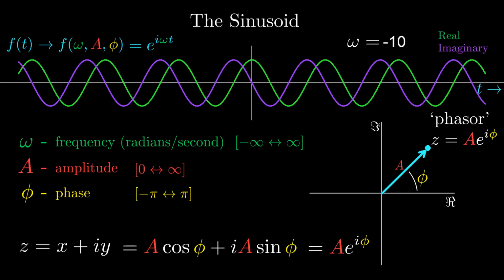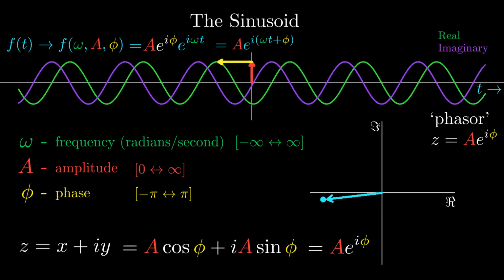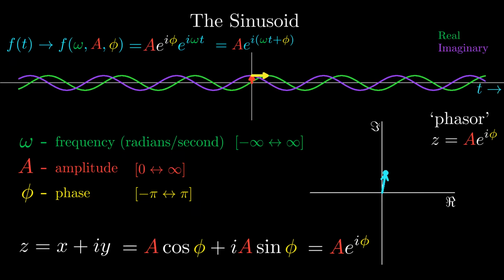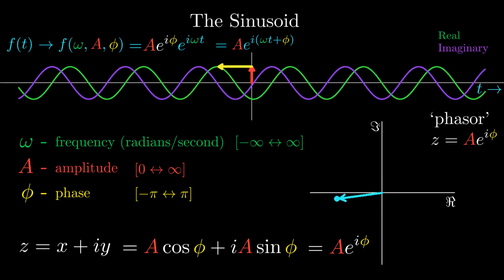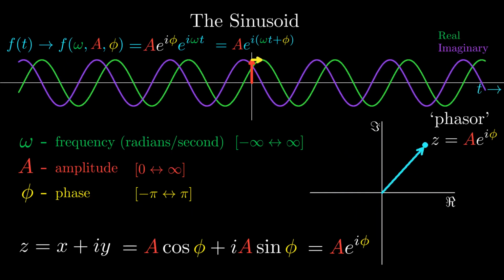Now here's the beauty of the complex exponential. If you want to scale the amplitude and shift the phase of the sinusoid, all you have to do is multiply e to the i omega t by a phasor, A e to the i phi. The amplitude A scales the sinusoid, and the phase in the exponent shifts the sinusoid in a single multiplication operation. Beautiful.